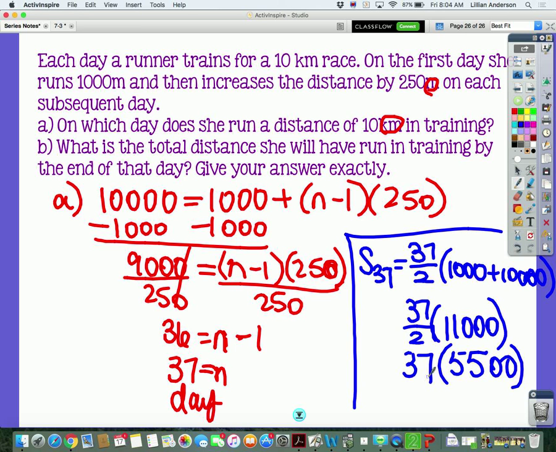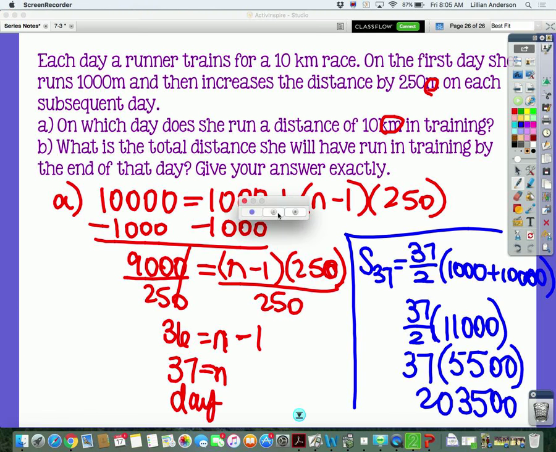And then I'm going to multiply by 37. I'm going to pause the video so I can do this real quick. So that is going to be 203,500 meters. That is in meters. If you wanted to convert it to kilometers, you just have to move the decimal place over to the left 3 spots. So then that would be 203.5 kilometers.